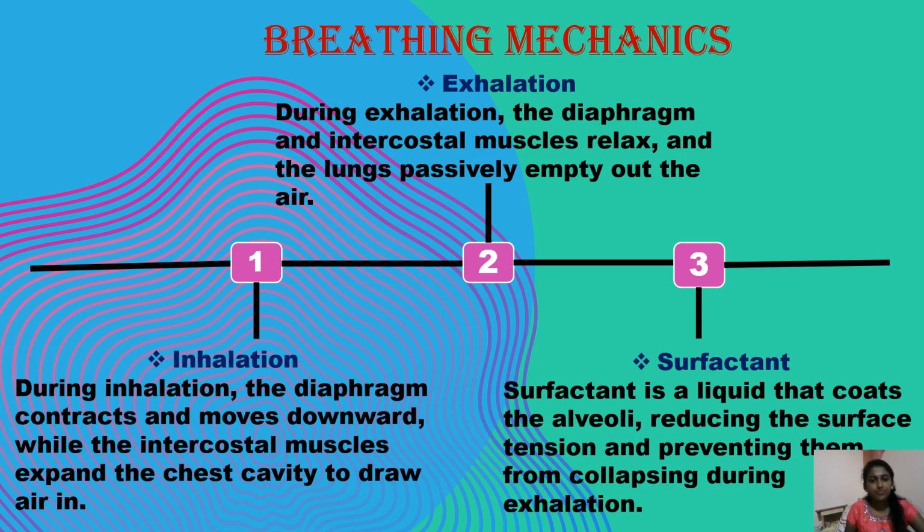Breathing mechanics. The first process of breathing mechanics is inhalation. During inhalation, the diaphragm contracts and moves downward while the intercostal muscles expand the chest cavity to draw air in. And the next one is exhalation. During exhalation, the diaphragm and intercostal muscles relax and the lungs passively empty out the air. And the next one is surfactant. Surfactant is a liquid that coats the alveoli, reducing the surface tension and preventing them from collapsing during exhalation.